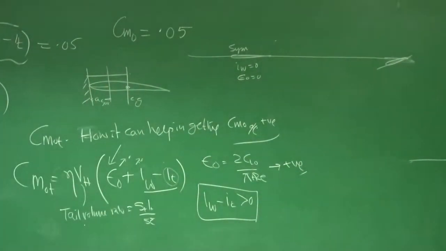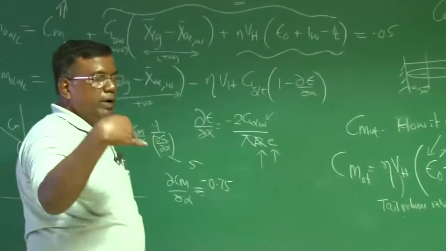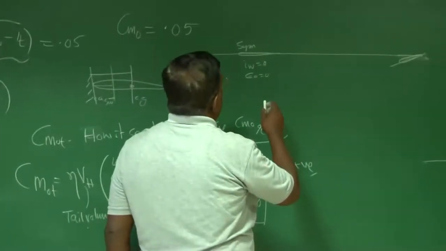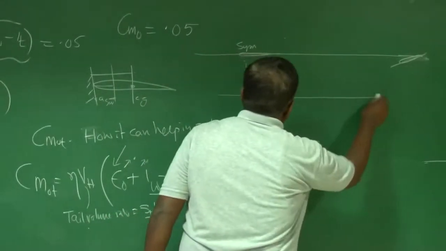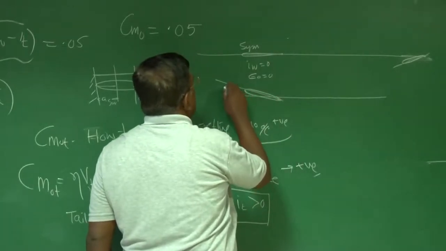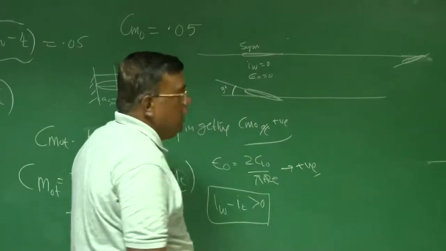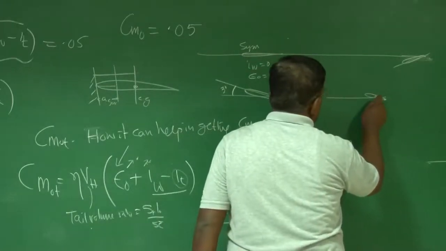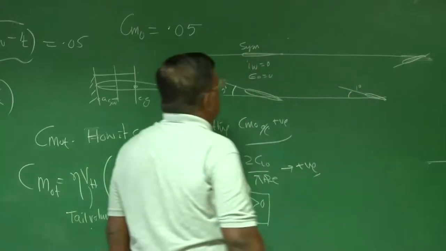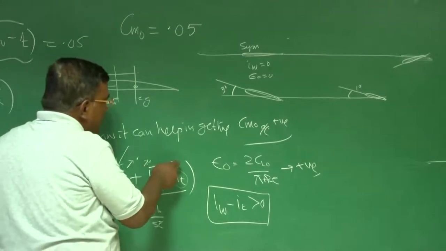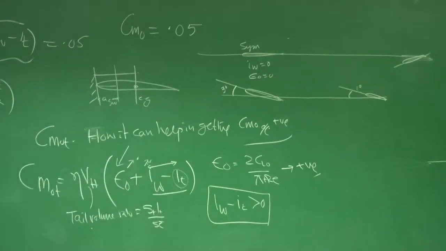So how am I laying the wing? No wing setting angle. However, there is some tail setting angle. It also means that I can do it like this. See, I put a tail setting angle of, let's say, 3 degrees, right? I do not give a negative tail setting angle, I give a positive tail setting angle, but the wing angle is 1 degree. Do you see this? Then also, IW minus IT is becoming positive, and I can generate CM naught positive.